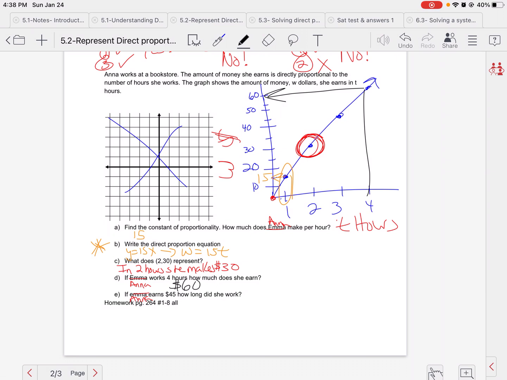Now this one, it says Anna earns $45. How long did she work? So we can go backwards. We can look at 45 and say, oh, that's like the X value, which is 3 hours. Or you could say, Miss Hawes, I know she earns $15 an hour. 45 divided by 15 is 3. And we can get it that way using the equation. Either way is fine. Okay?